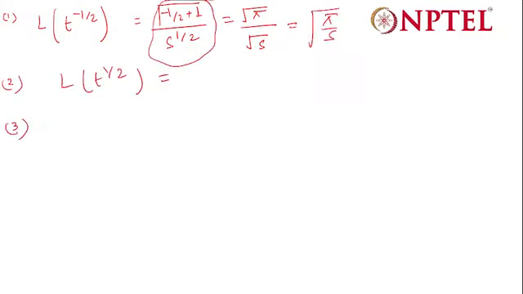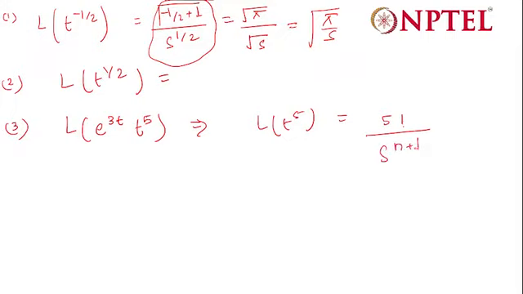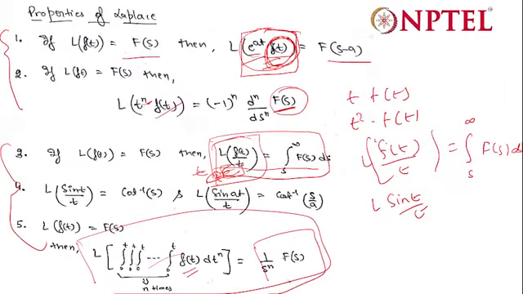Let's see one problem in which it is not in fraction, and one more value theorem you can follow. Laplace transform of e to the power 3t multiplied by t to the power 5. How to solve this? Firstly, we'll get the Laplace transform of t to the power 5. It will be n factorial divided by s to the power n plus 1, that is 5 plus 1. It will be 120 divided by s to the power 6. So how will you get the Laplace transform of e to the power 3t multiplied by t to the power 5? What was the property? You have to put in the function F(s) as F(s minus a).